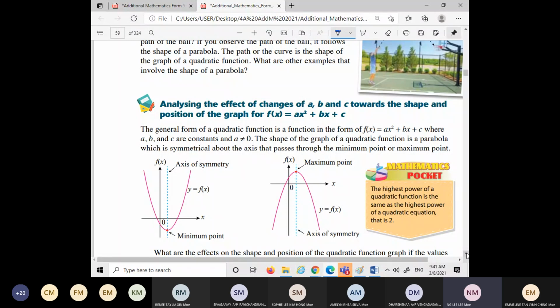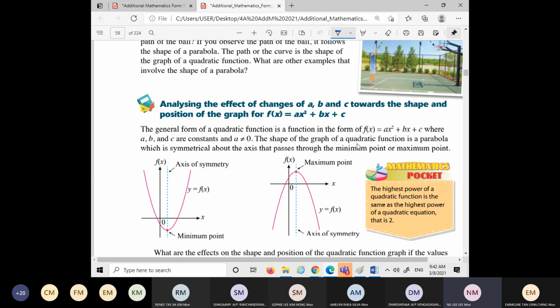So we go through the general form of a quadratic function. So this is the general form. A cannot be 0 because A is the coefficient of x squared. If A is 0, it means no x squared anymore, which cannot be because this is quadratic. But B and C can be 0.